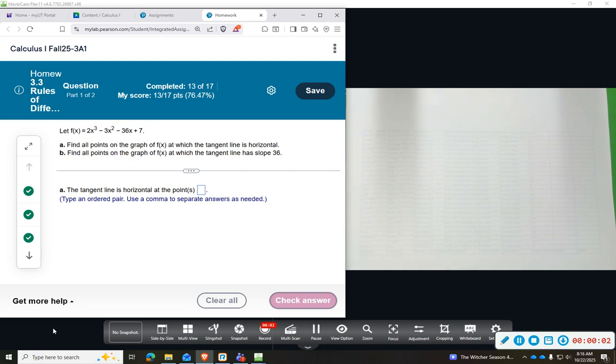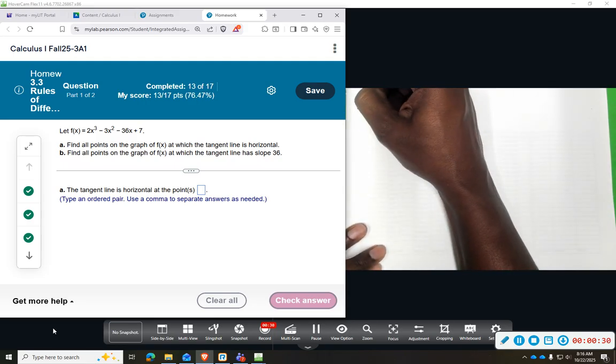All right, number 14, we're going to let f of x equal 2x to the third minus 3x squared minus 36x plus 7. And we have two parts. We want to find all points on the graph of f of x at which the tangent line is horizontal. And then part B, we're going to find all points on the graph of f of x at which the tangent line has a slope of 36.